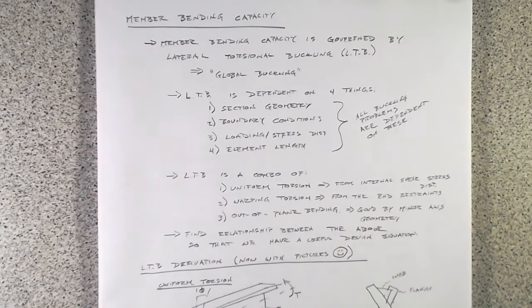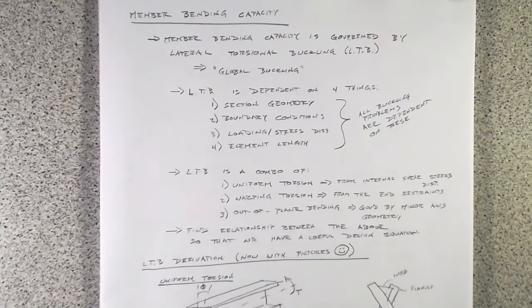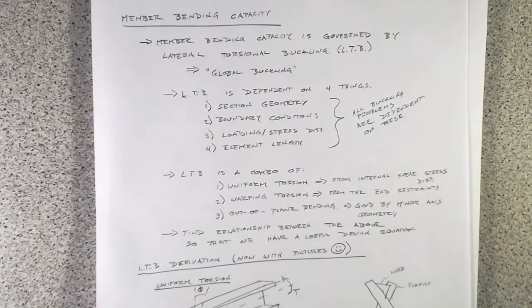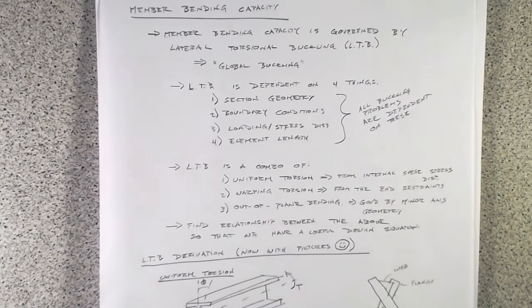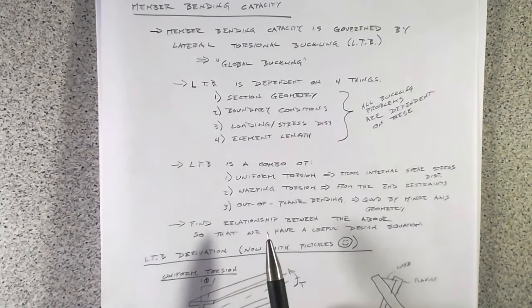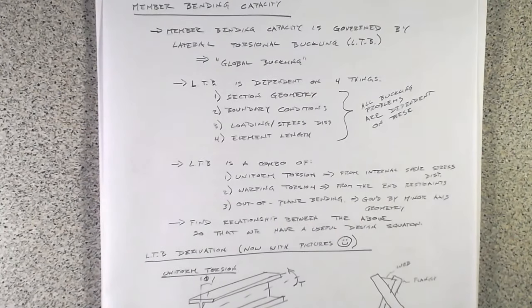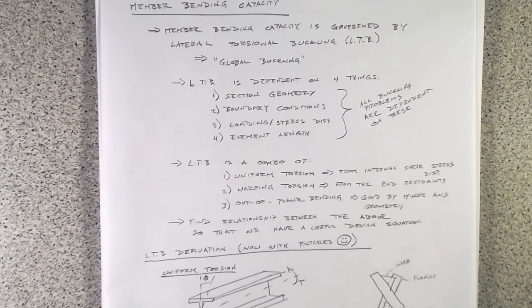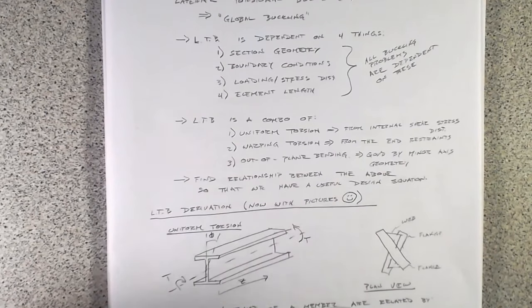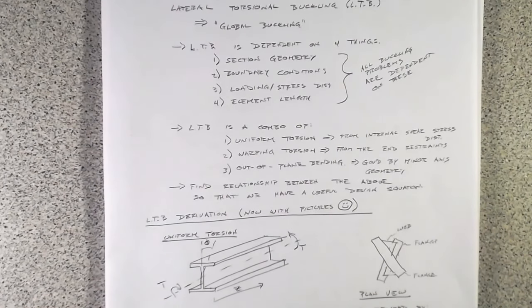Because this is a buckling problem, we looked at a number of things it is based upon: section geometry, boundary conditions, etc. The flange in compression is the one that wants to buckle, while in a bending problem the flange in tension will stay stable. That induces some torsion into the problem as well, because the top will want to kick out and twist.